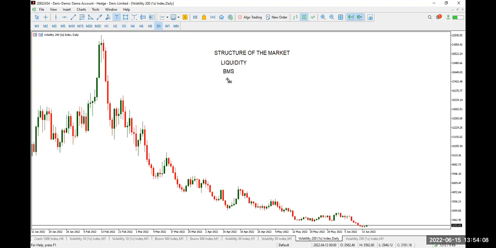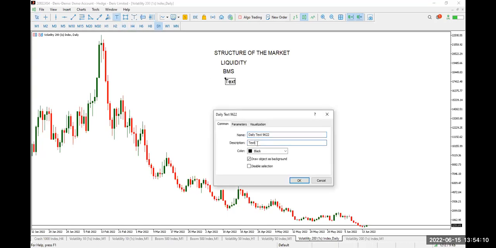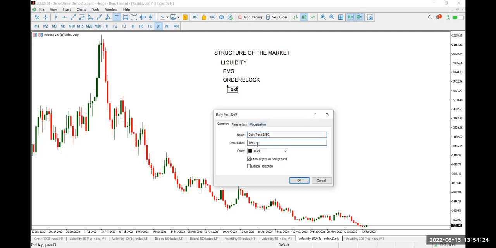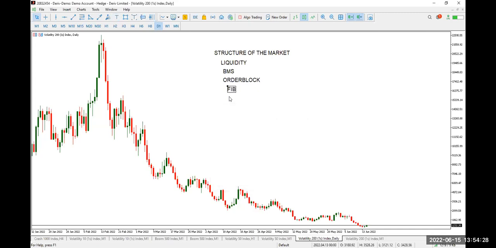Break of structure, which is BMS. Then from the BMS, we want to talk about the order block. This is how it is arranged in the market. These are the principles we follow to trade the smart money concept. Then from there, we talk about the fib. The fib comes last. So these are the formulas we use to analyze the financial market.